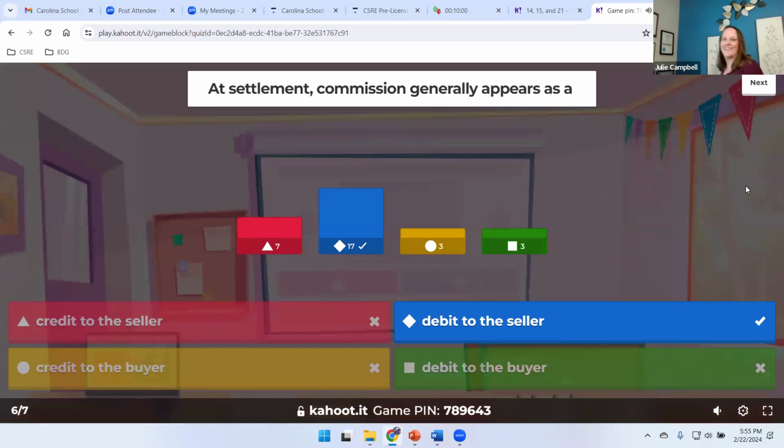Who pays commission? The seller. Since the seller's paying, that's going to show up as a debit to the seller. Questions on this one?